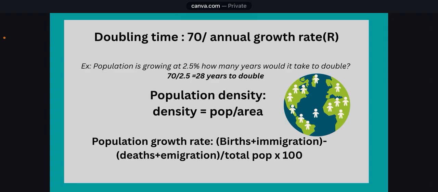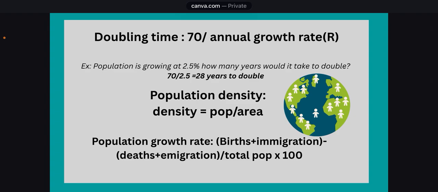The next equation we need to know is population density. Density is how much of a species is in that area, right? Or compacted together. So it's basically density equals population divided by area.